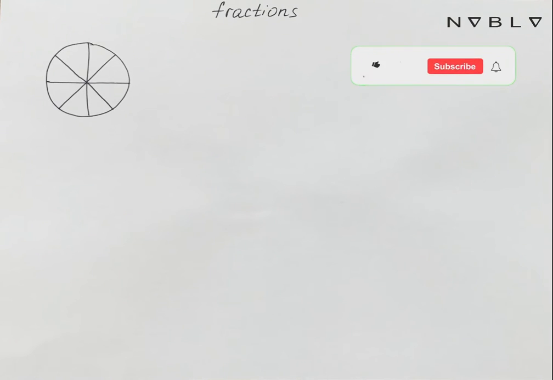What is a fraction? How can we define this concept? Fractions are just breaking something whole into smaller, equal parts. Fractions are just a part of something whole.